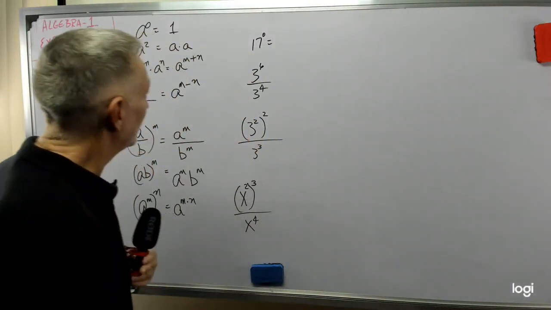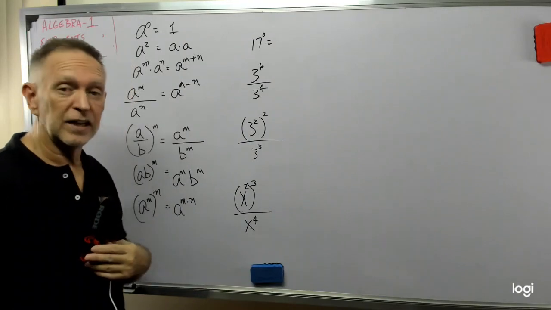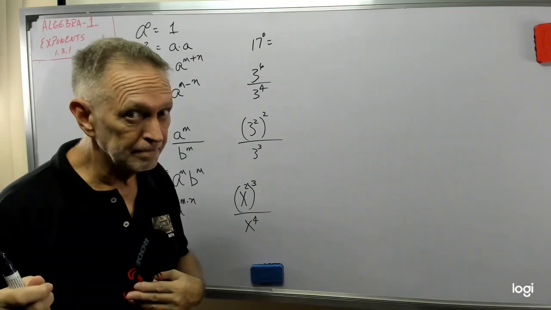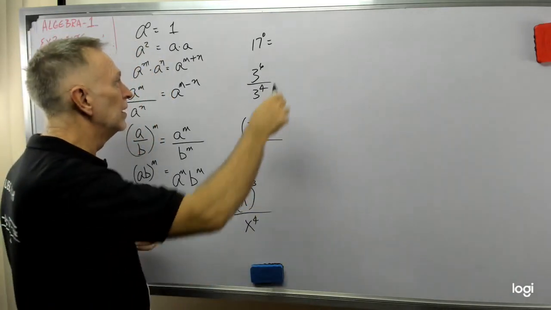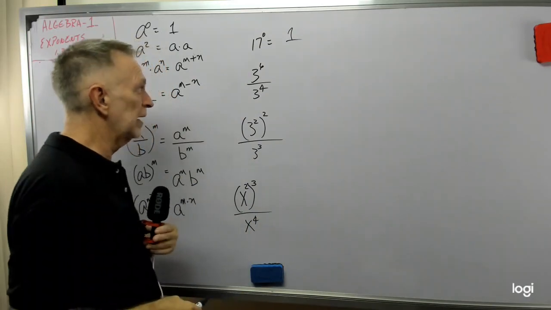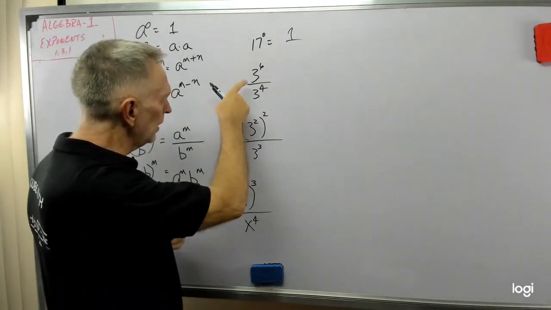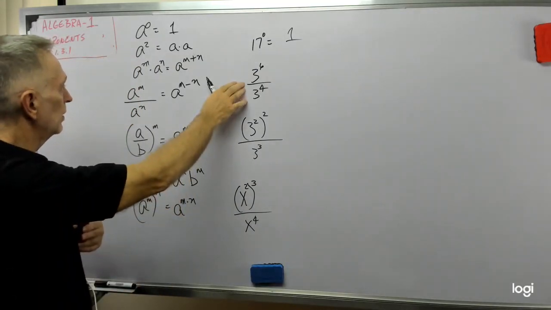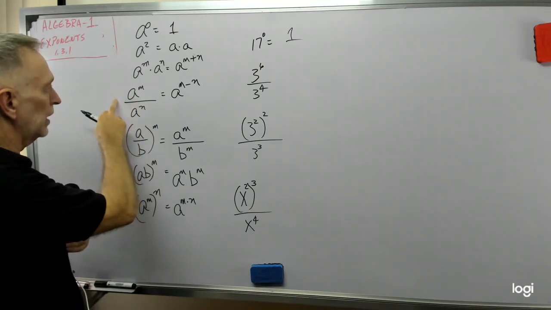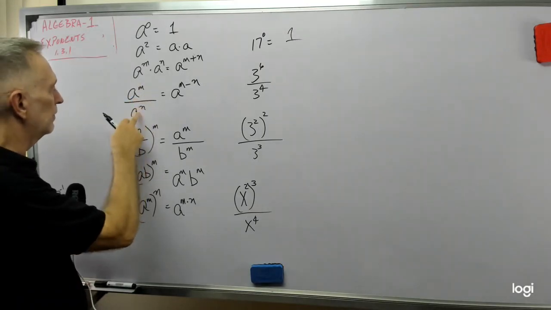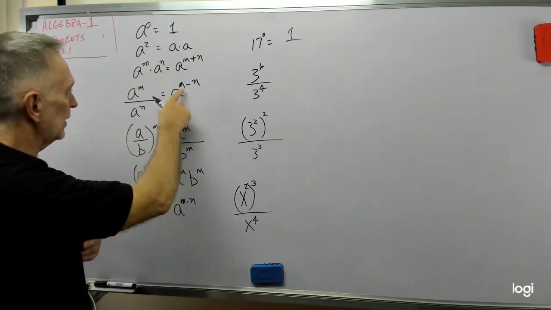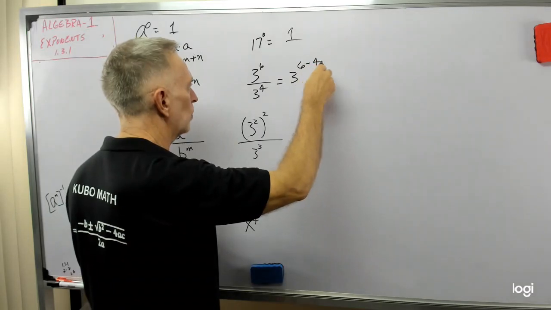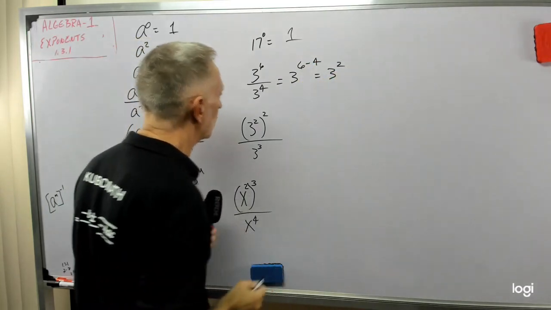Okay. Now then, 17 to the 0th power is... I don't hear anybody. Oh, it's 1. Any number raised to the 0th power is 1. Now I have 3 to the 6th divided by 3 to the 4th. Well, I have this rule right here. a to the m divided by a to the n is a to the m minus n. So this equals 3 to the 6 minus 4, equals 3 to the 2nd power.